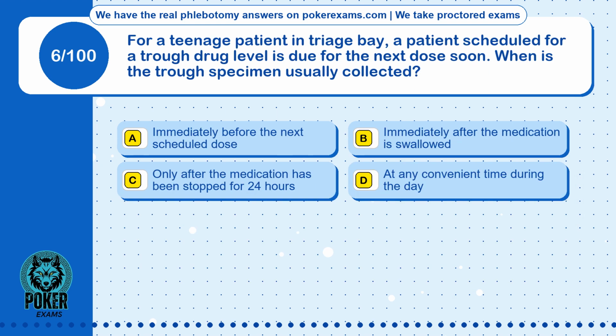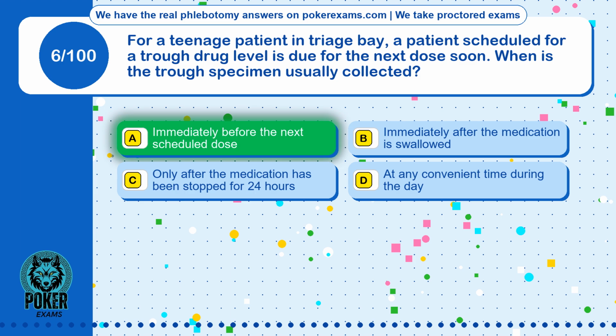Question 6. For a teenage patient in triage bay, a patient scheduled for a trough drug level is due for the next dose soon. When is the trough specimen usually collected? Option A. Immediately before the next scheduled dose. Option B. Immediately after the medication is swallowed. Option C. Only after the medication has been stopped for 24 hours. Option D. At any convenient time during the day.